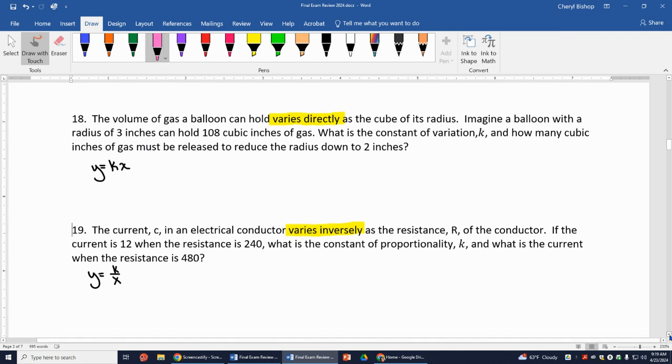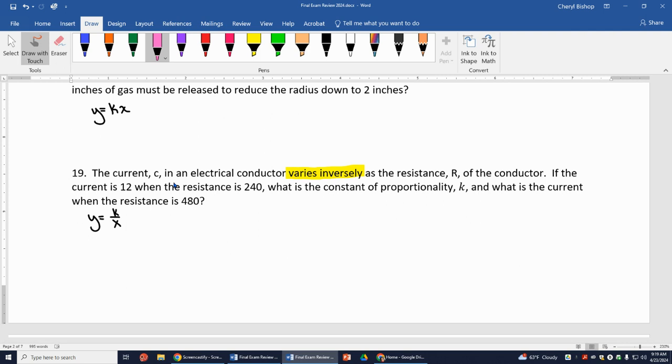Okay, so now that we have that out of the way, we can work this problem. All right, so the current varies inversely as the resistance R. So that means my y is C. That's how I'm setting up my equation. The current is 12, so C equals 12, when the resistance is 240.